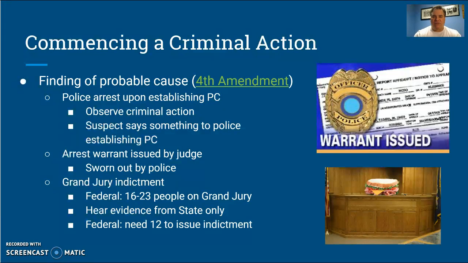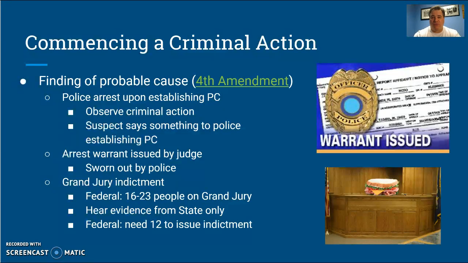Let's say the police are interviewing somebody, they're having a conversation with somebody and they say, oh yeah, I shot that person. Well, that's a statement sufficient to establish in the police's mind probable cause, and then that interview, that conversation, can turn into an interrogation where the person is now under arrest, and that's another way that somebody can get tagged.